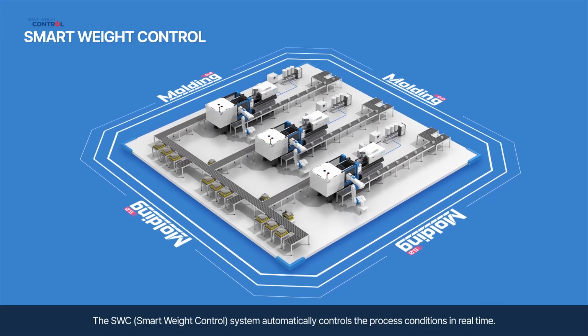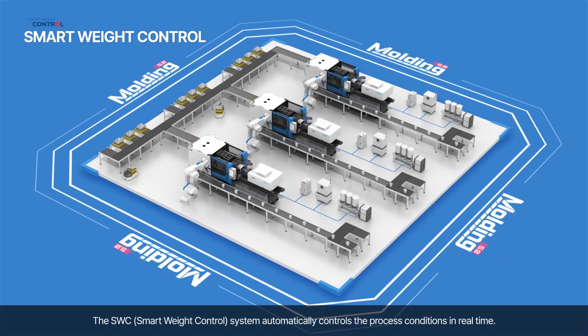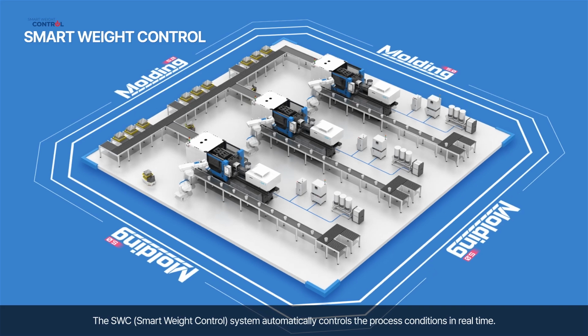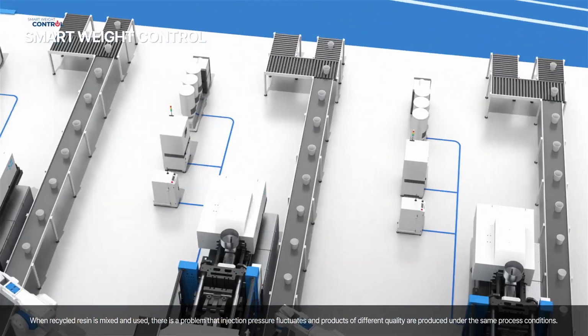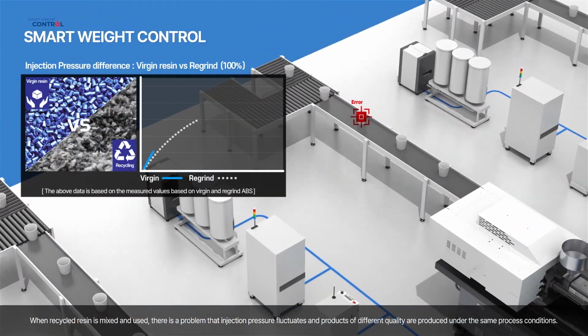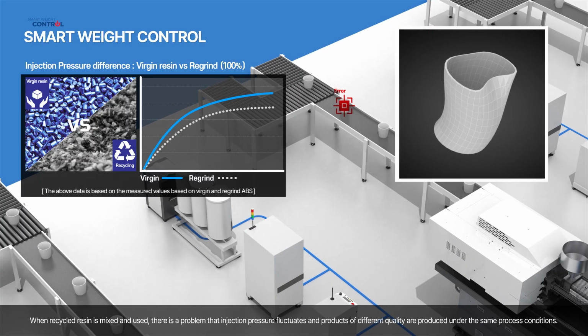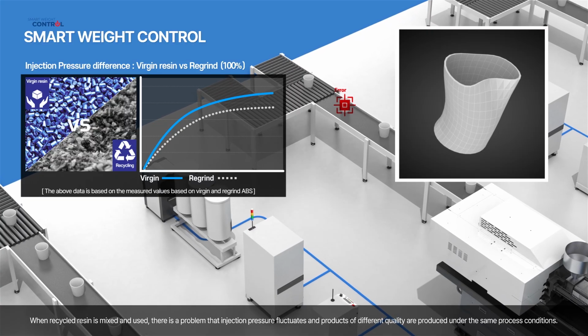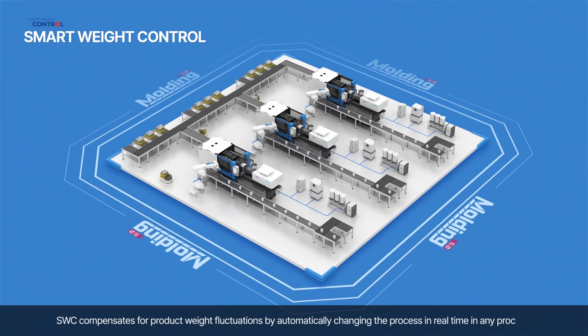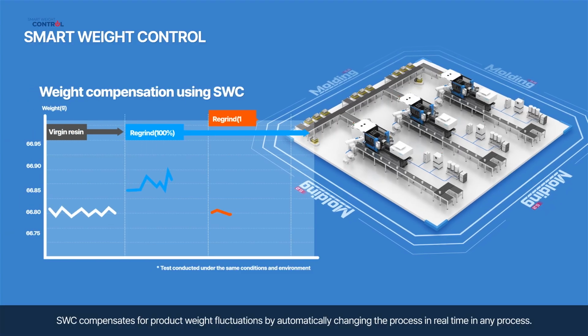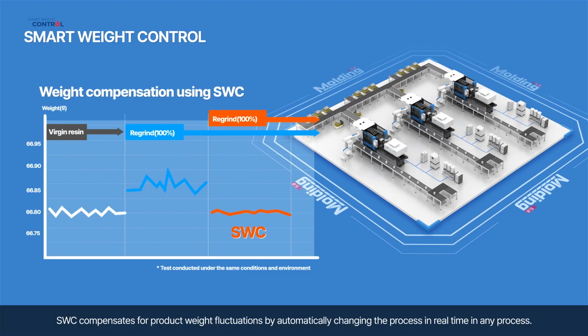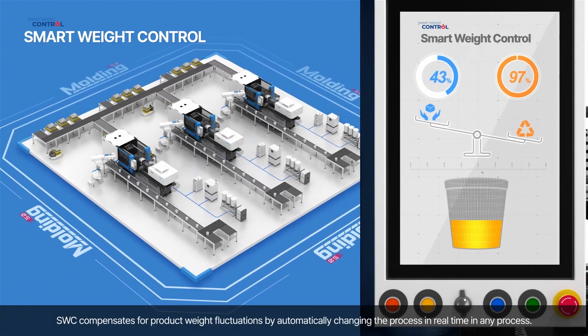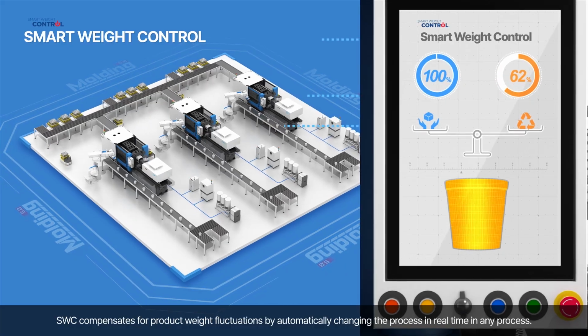The SWC Smart Weight Control System automatically controls the process conditions in real time. When recycled resin is mixed and used, there is a problem that injection pressure fluctuates and products of different quality are produced under the same process conditions. SWC compensates for product weight fluctuations by automatically changing the process in real time in any process.